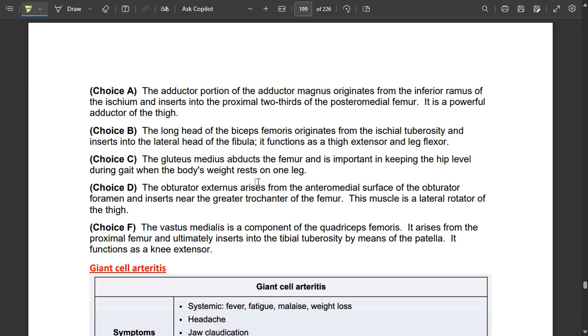The adductor portion of the adductor magnus originates from the inferior ramus of the pubis and inserts into the proximal two-thirds of the posterior medial femur. It's a powerful adductor of the thigh. So adductor magnus is the adductor of the thigh.